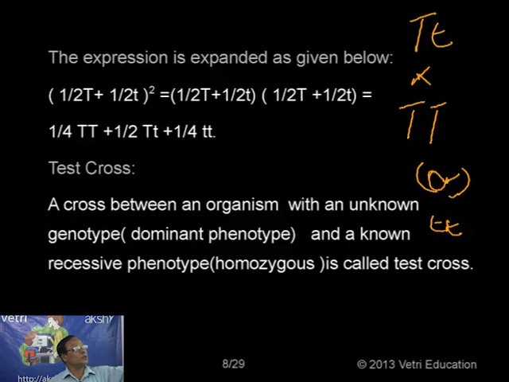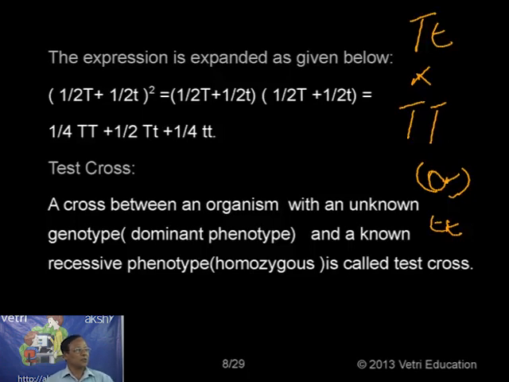Now the first one, crossing of this F1 individual with a homozygous dominant, is called a dominant backcross. We are backcrossing the F1 hybrid or heterozygous individual with the dominant homozygous parent. In another case, if you are crossing this F1 heterozygous with a homozygous recessive parent, it is called a recessive backcross.